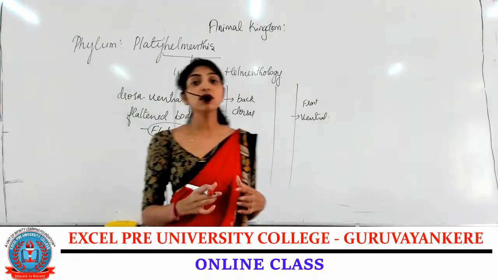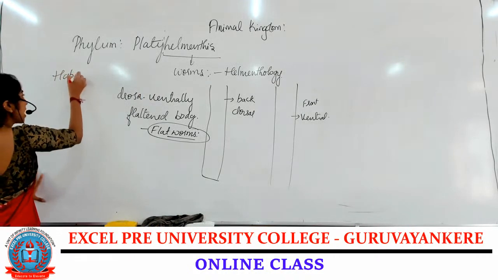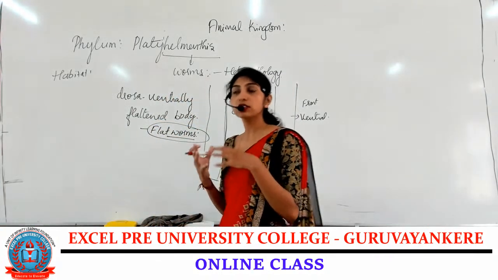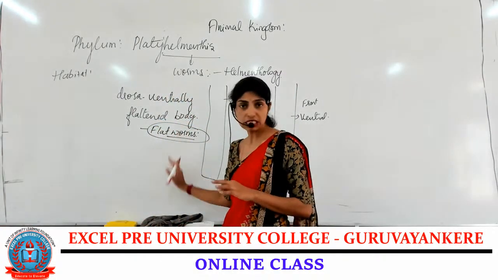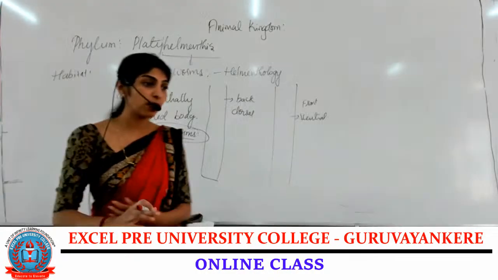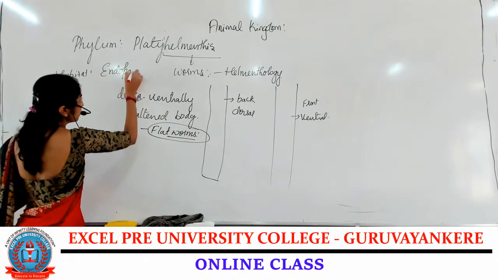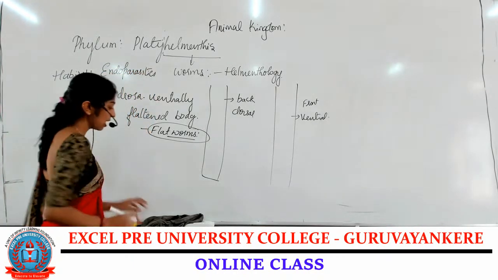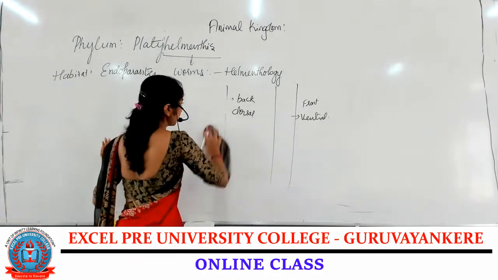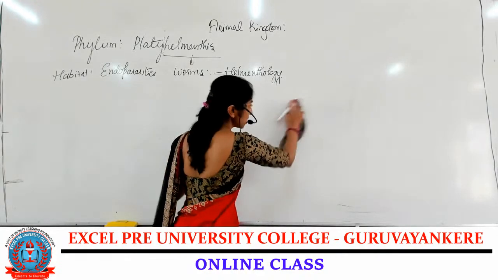Now, coming to their habitat, where do they live? Till now, in the last phyla, the organisms used to live in water, fresh water or marine water. But here, the organisms belonging to Platyhelminthes, the flatworms, are endoparasites. I will tell you what endoparasites are, but keep in mind, they are endoparasites.